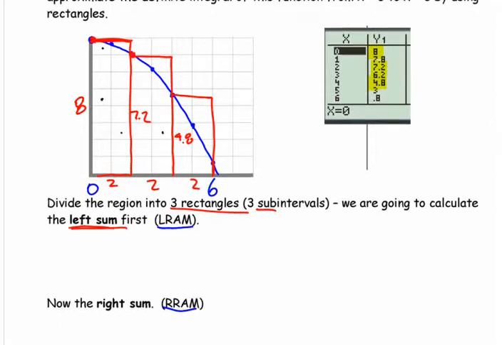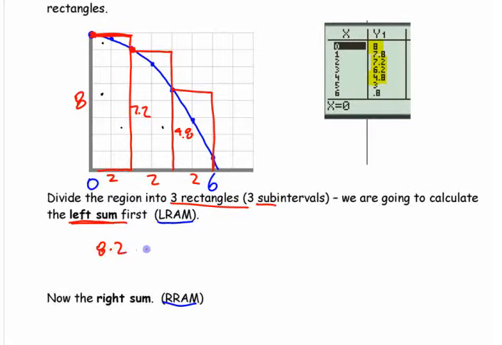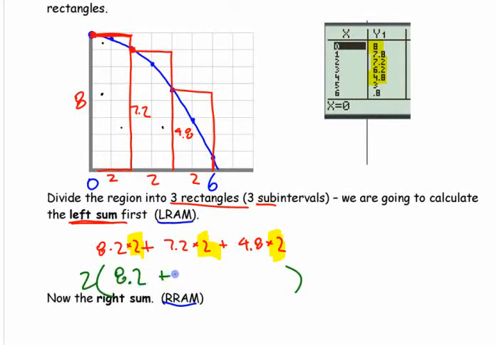You can do this two ways. You can say 8 times 2 plus 7.2 times 2 plus 4.8 times 2. Or you can be clever and say, what if I was to stack them all up together? Well, they all have a 2 in them here. You could factor out the 2, right? You could factor out the 2 and write it as 2 times what would be left here? 8.2 plus 7.2. It's not 8.2.